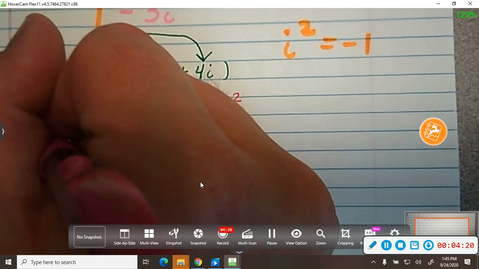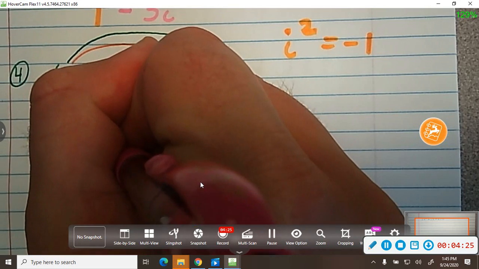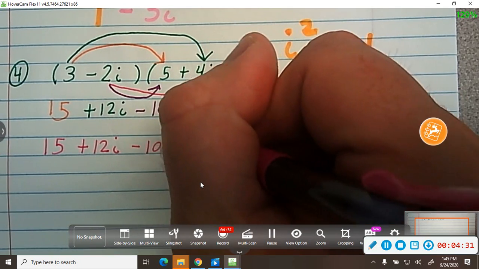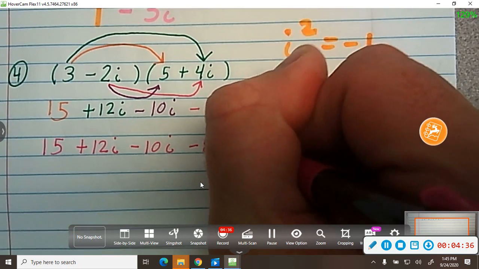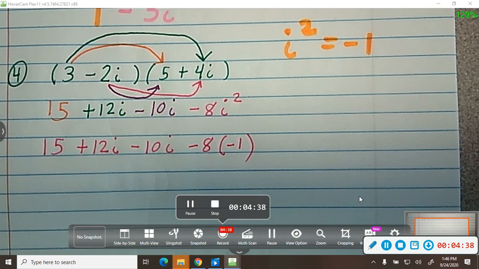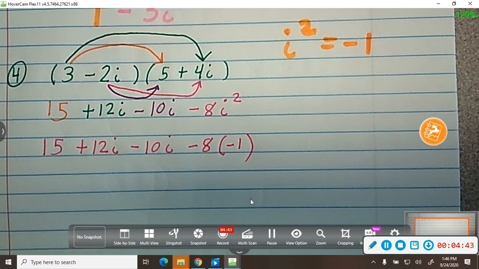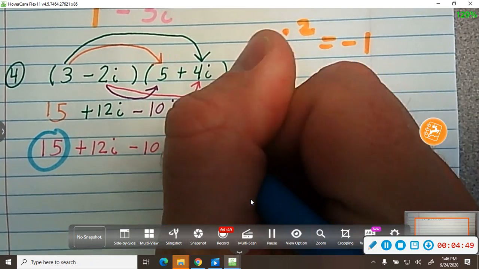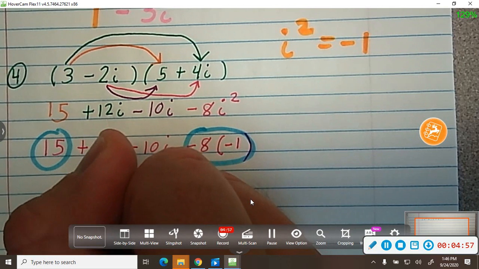So this becomes 15 and 12i minus 10i minus 8, and i squared, by definition, is negative 1. Alright, from there, I'm going to do the real number part. So I'd go 15, and this is actually plus 8. Negative 8 times negative 1 is plus 8. So 15 plus 8 is what, 23?